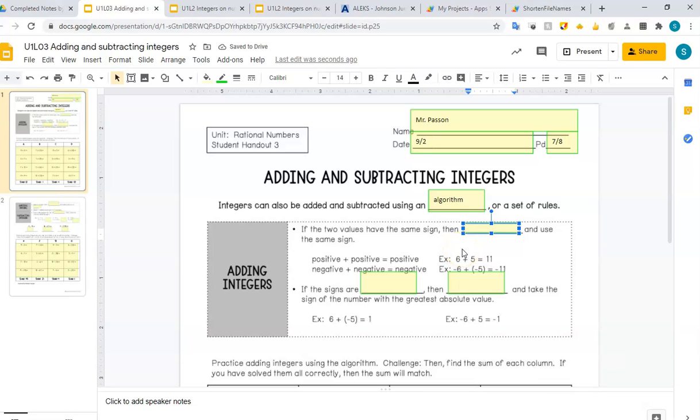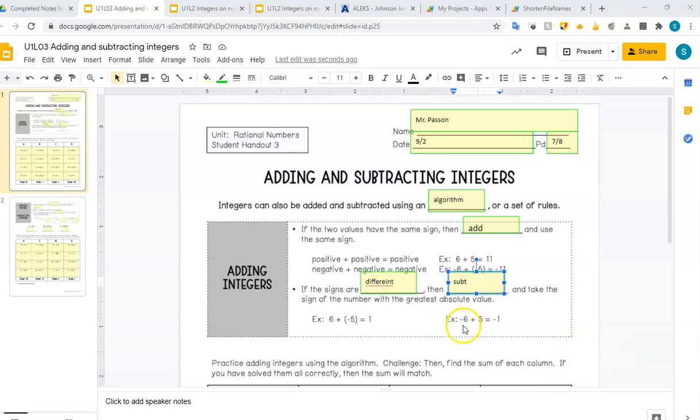If two values have the same sign, then add and use that same sign. So if we add two positives, we get a positive. If we add two negatives, we get a negative. If the signs are different, then subtract and take the sign of the term with the greater absolute value. So here we see there's a 6 and a negative 5, so we're going to take 6 minus 5 and we get 1. And the 6 was the bigger number, so we got a positive 1.